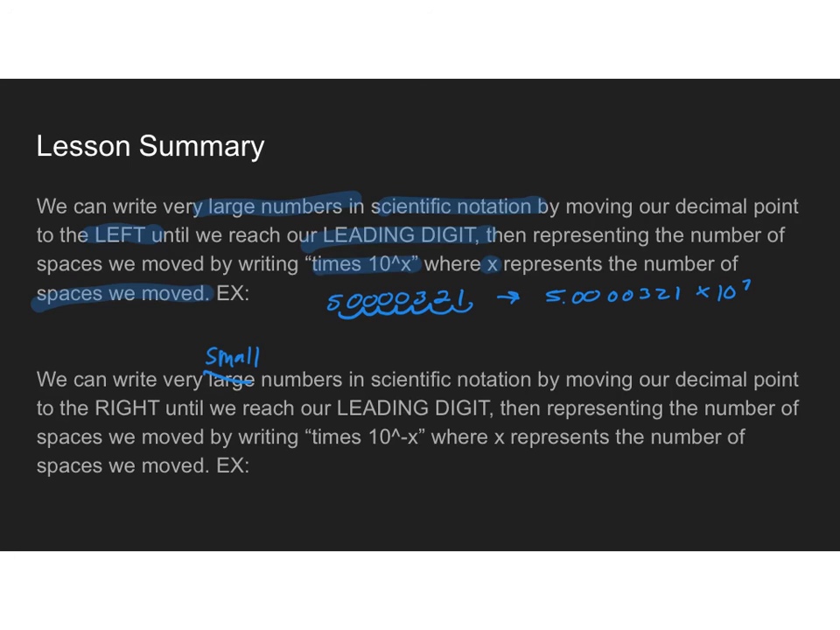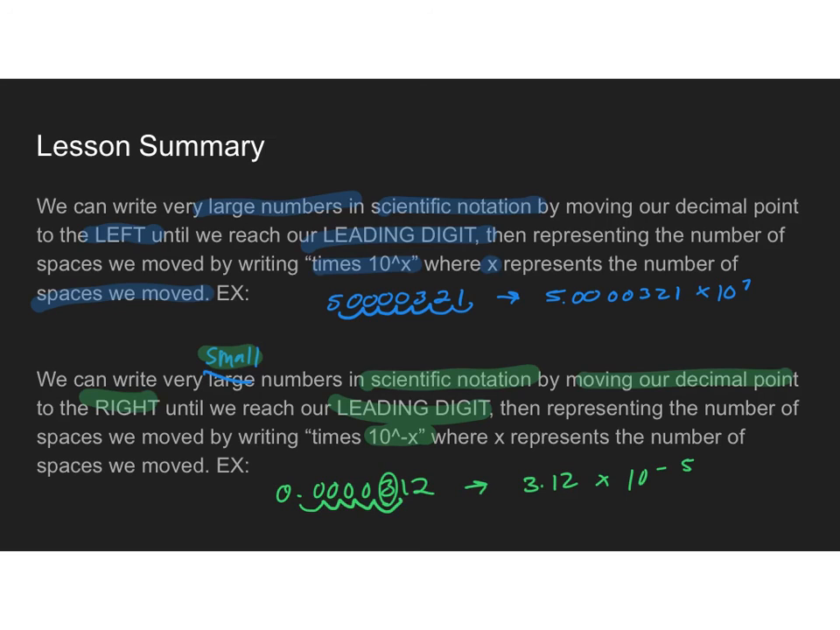Okay? We can do the same thing with really small numbers by moving our decimal point to the right till we reach our leading digit, and then it's going to be a negative exponent. So, for example, if I have 0.000312, I could rewrite this as 3.12 times, because this is my leading digit, let's see, going back 1, 2, 3, 4, 5, 10 to the negative 5th power.